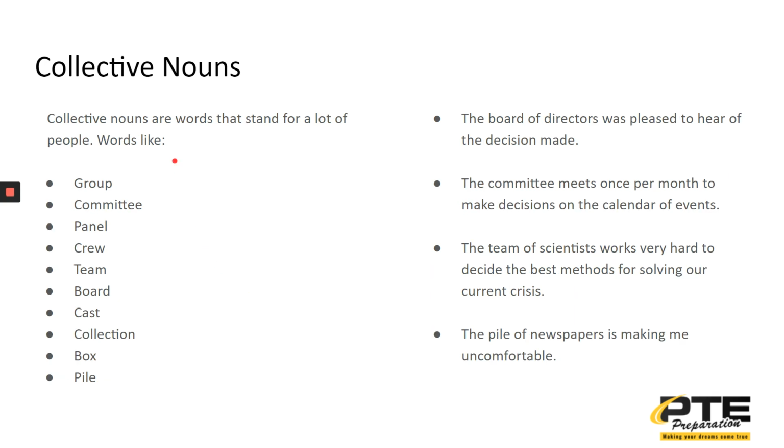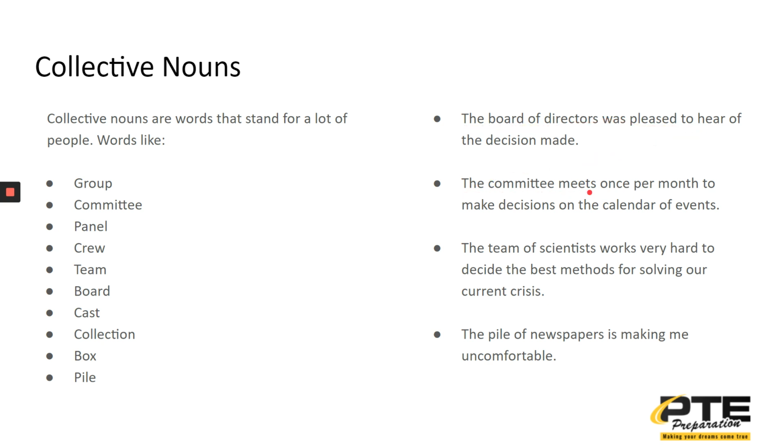A collective noun. These are words that stand for a lot of people, but again, are usually singular. So take a minute and read through the examples. So I've used some of these examples in our sentences so that you can see them. The board of directors was pleased to hear of the decision being made. So even though we've used of directors and directors is plural, that is not part of your noun. The main part of your noun is the board. So we say the board was pleased.